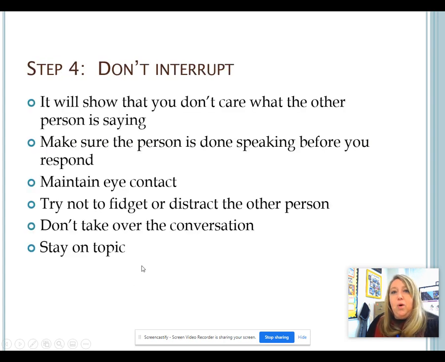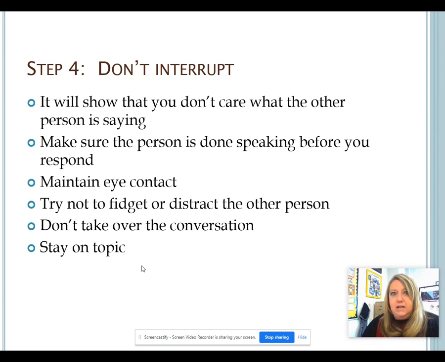Step number 4 is don't interrupt, or we could also say listen. Listen to what the other person is saying. If you don't interrupt, it will show that you care about what the other person is saying. Make sure that the person is done speaking before you respond.